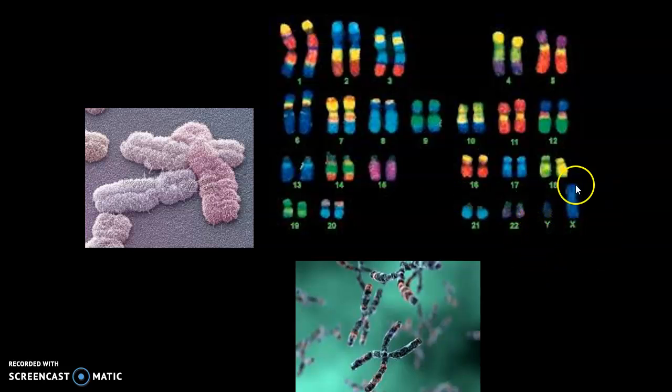One other thing, the way that you tell the sex of an organism is by the sex chromosomes held. So could you take a guess? Do you think this is a male or a female human that we're looking at here? If you guess male, you are correct. So males have 1 X chromosome and 1 Y chromosome. Females would be 2 X chromosomes.